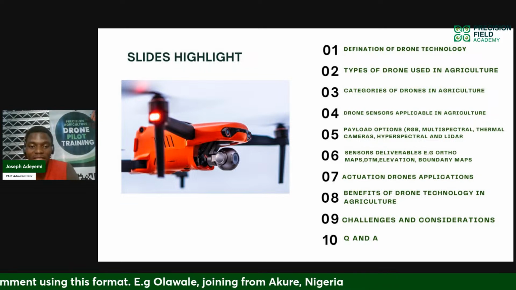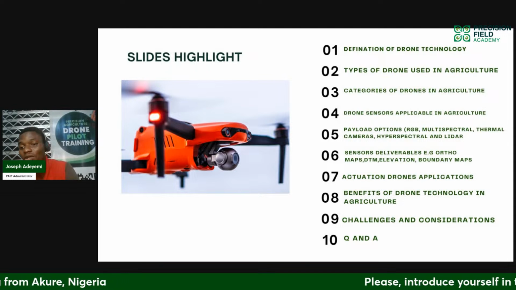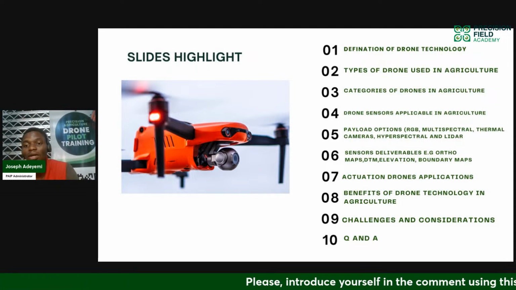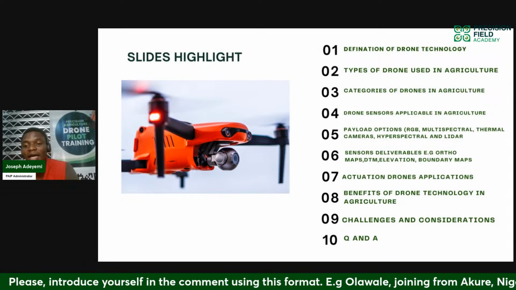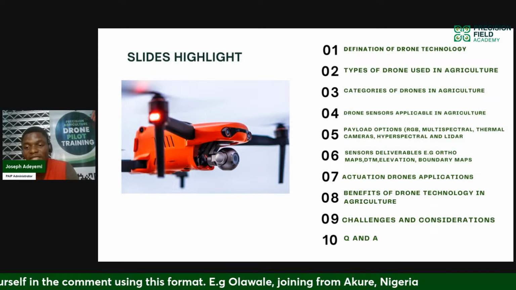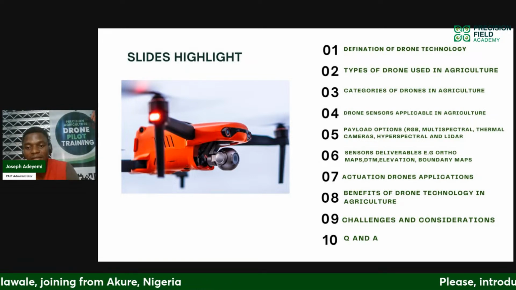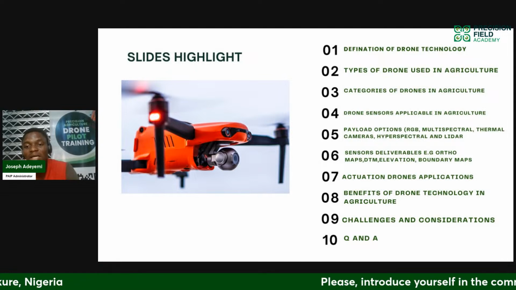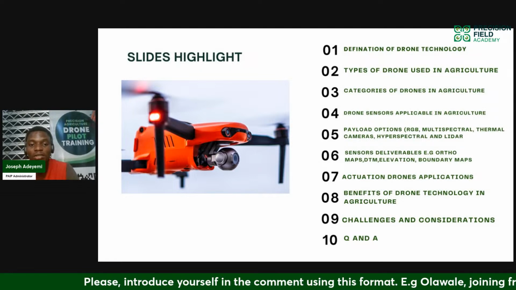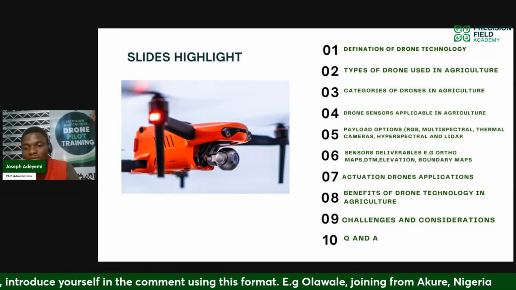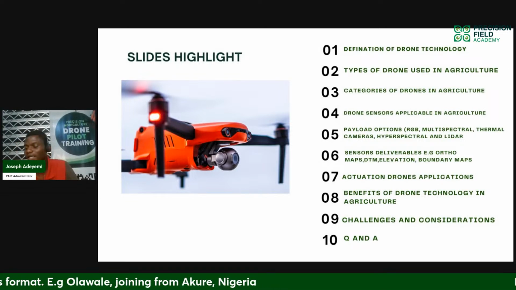Basically, we're going to be looking at the definition of drone technology and the types of drones used in agriculture. What are the major categories of drones in agriculture? Drone sensors applicable in agriculture, the payload options we have, and their applications. Basically, what these payloads can actually help you to achieve. And that's also looking into sensor deliverables, then automated actuation drone applications, then the benefits of drones in agriculture itself, then challenges and considerations, then question and answer. Okay, let's get into it.